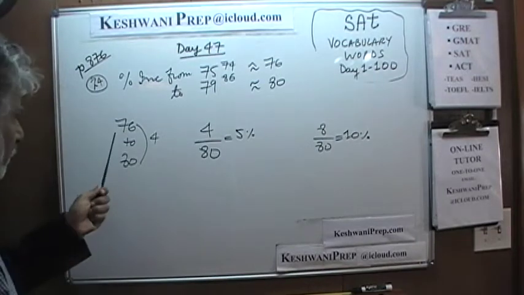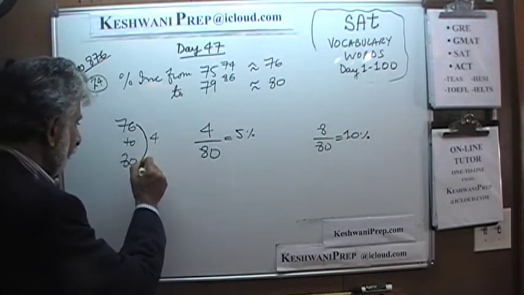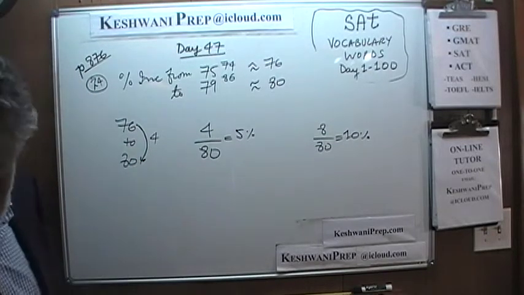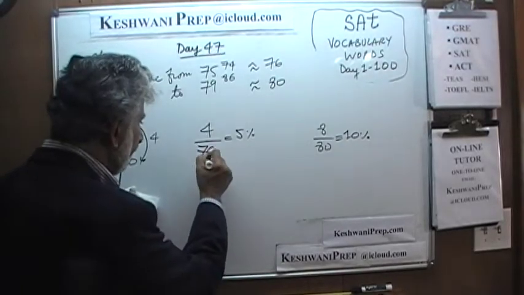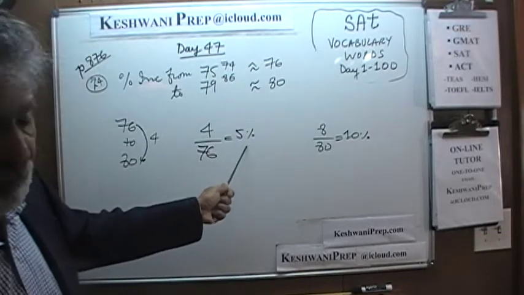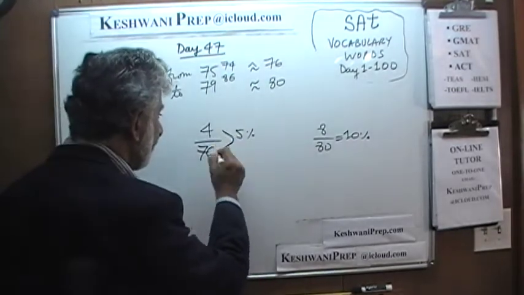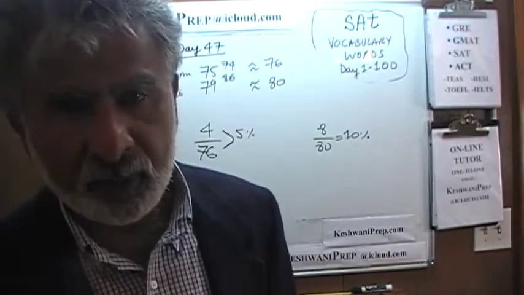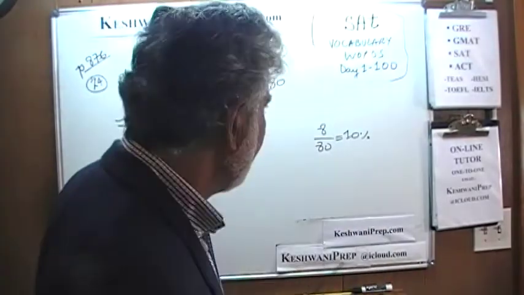But when we're doing the percentage change, we are going from 76 to 80, not the other way around. Our point of reference is 76, which means the denominator needs to be 76, not 80. And if the denominator is lower than 80, 80 would have been exactly 5%, but because it is 76, this percentage is going to be far greater than 5%. When I say far greater, I don't mean 6, 7, or 8%. I mean it's greater than 5%.